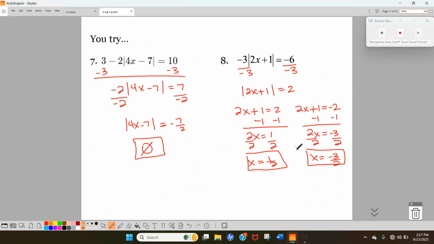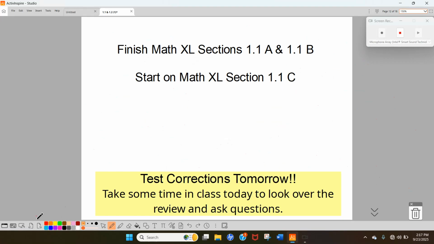All right. I believe that's all for absolute value. Yep. All right, so you should have some test corrections coming up, so make sure you're looking over those and are ready for those tomorrow.